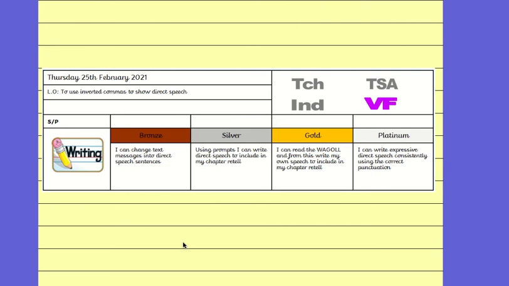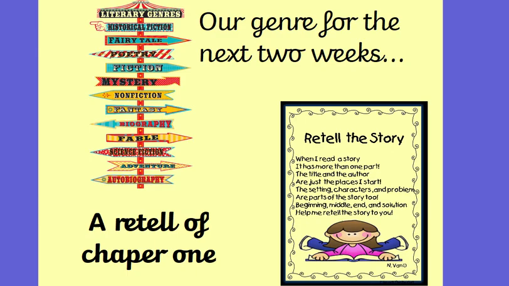Okay, so your success criteria today, we are looking at using inverted commas to show direct speech. So bronze, your challenge is I can change text messages into direct speech sentences. Silver, using prompts, I can write direct speech to include in my chapter retell. Gold, I can read the waggle and from this write my own speech to include in my chapter retell. And then if you get onto platinum, you're writing expressive direct speech consistently using the correct punctuation.